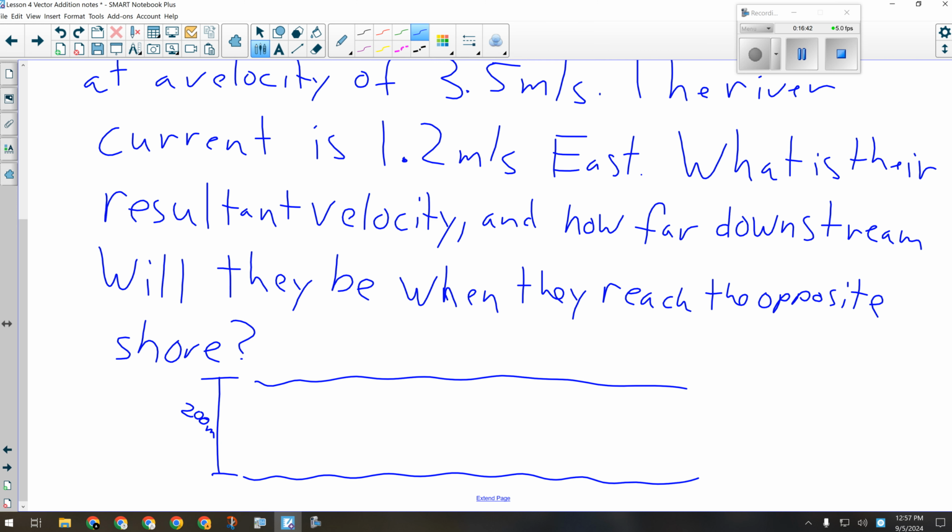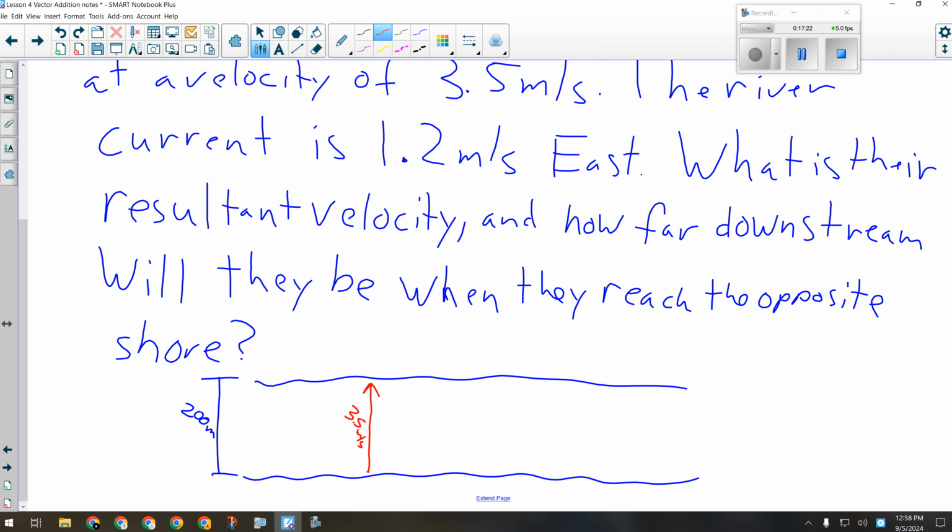So I'm just going to draw that vector as the rowing speed, and it's going directly north across the river at 3.5 meters per second. The river current is 1.2 meters per second east. All right, so I was given a second velocity vector. Where should I draw it? On the end of which one? Here? Yes. I should put it tail to head, just like I would any other vector.